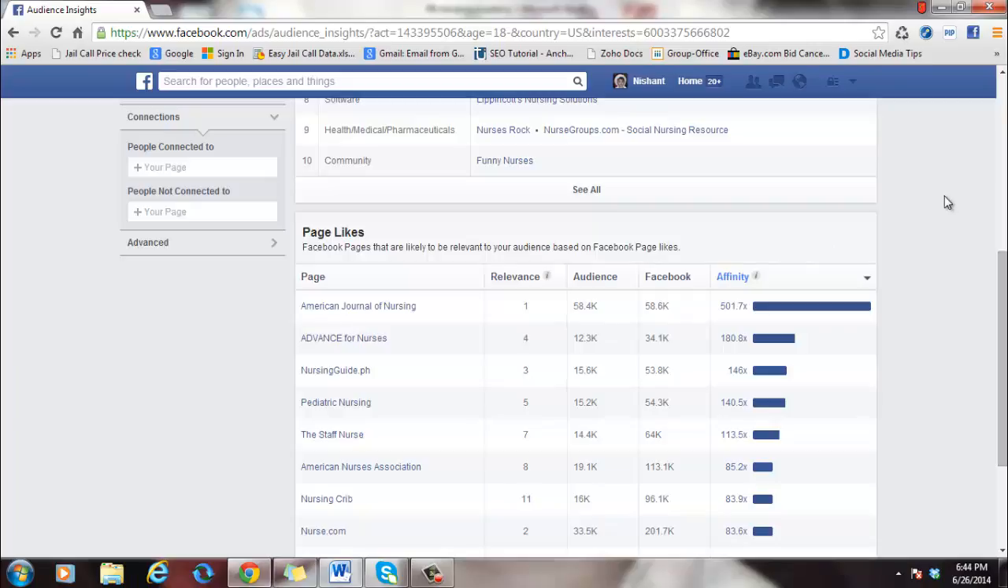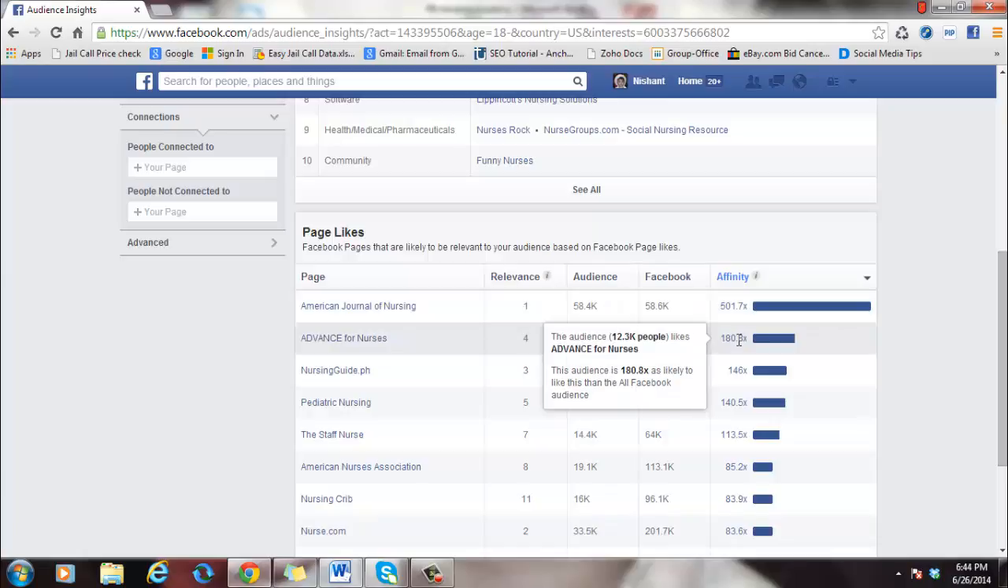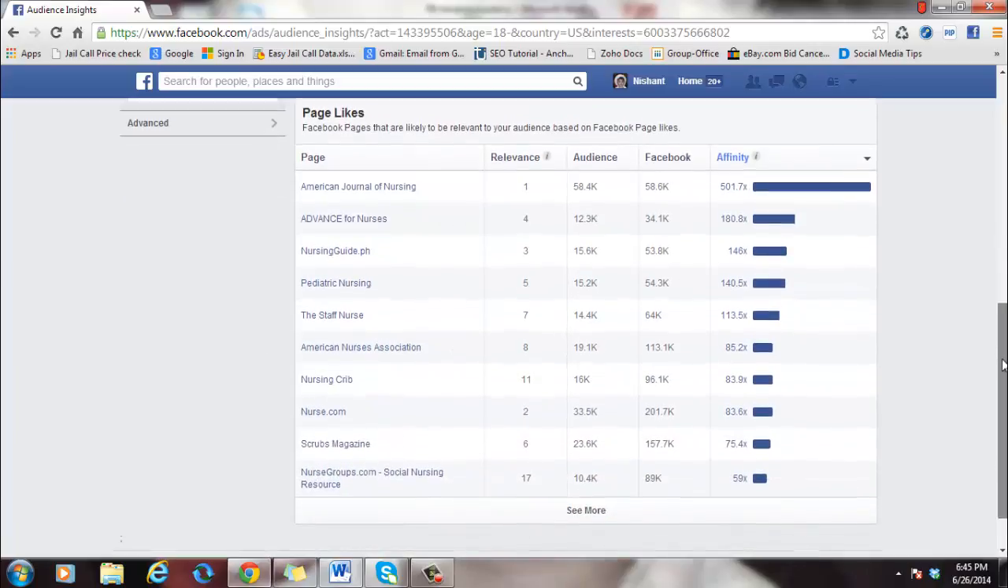And what makes it even better is that now you can see the comparison. So over here the affinity score is 501, and over here it's 180. So these two pages are a lot more likely to be highly targeted as compared to any other page. And I always believe in split testing my different interests. What this does is give you access to so many different targets that you can split test, and whichever ones do really well for you, those are the ones you should start focusing on more in the future also.